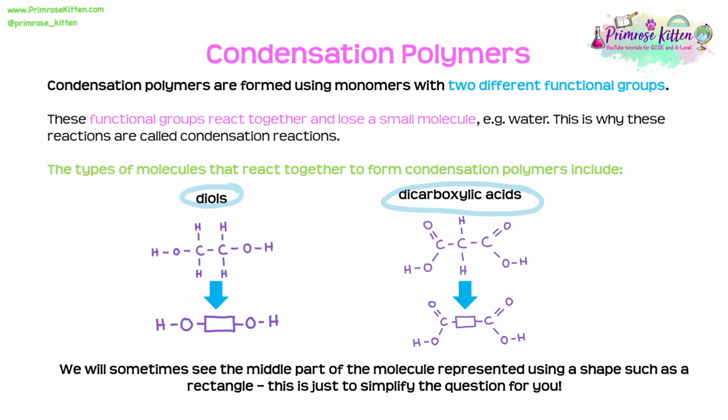Now a diol is a molecule that has 2 alcohol groups. And a dicarboxylic acid is just a molecule that has 2 carboxylic acid groups, as you can see in these diagrams. Now we will sometimes see the middle parts of these molecules represented with a simple shape, such as a rectangle. And the whole point of this is it just simplifies things. Rather than you at GCSE having to draw these complicated molecules, you can just cut out the middle bit and use a shape.